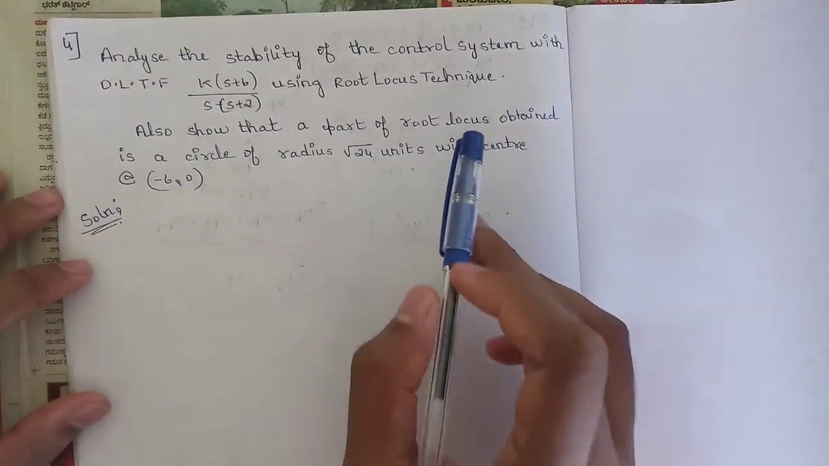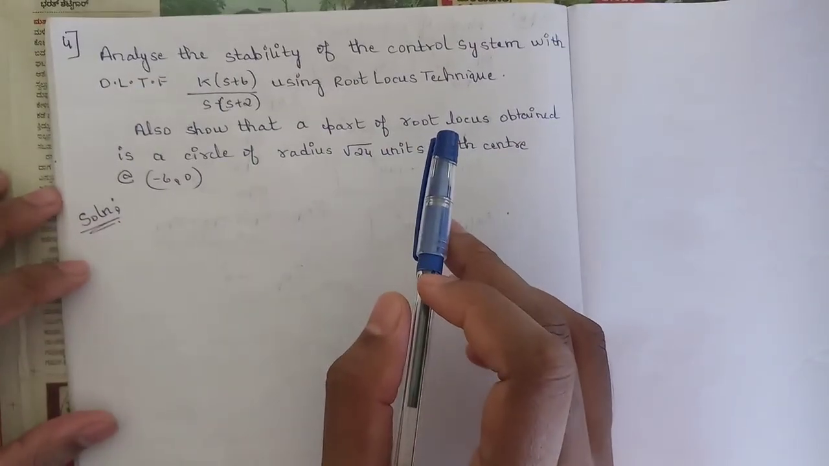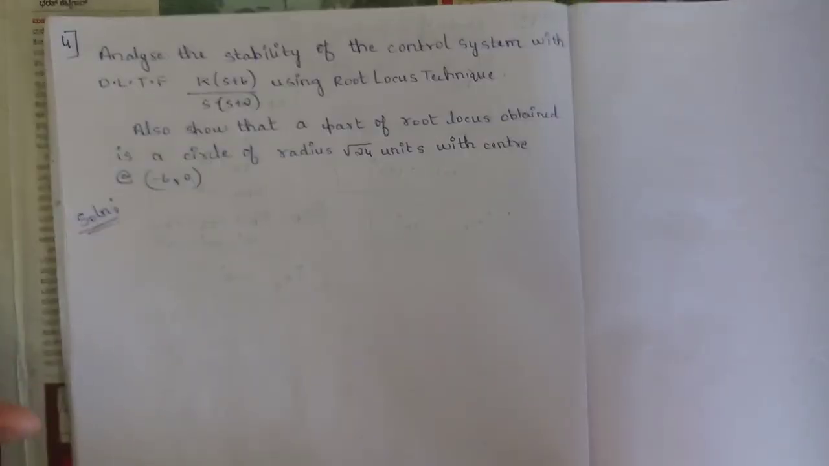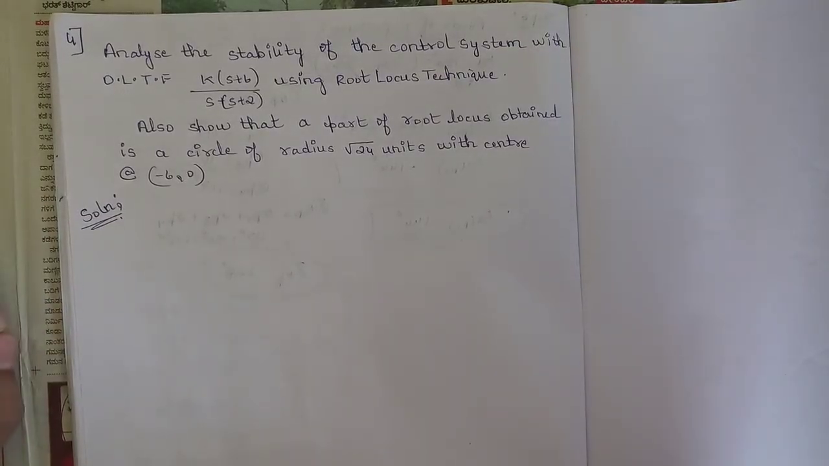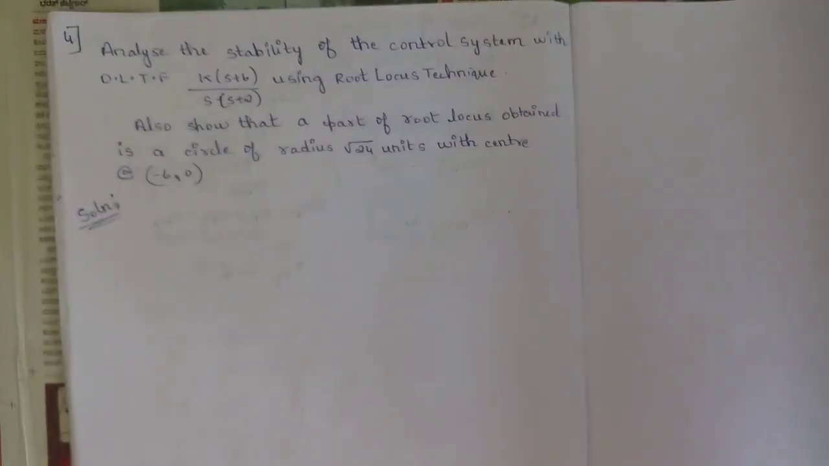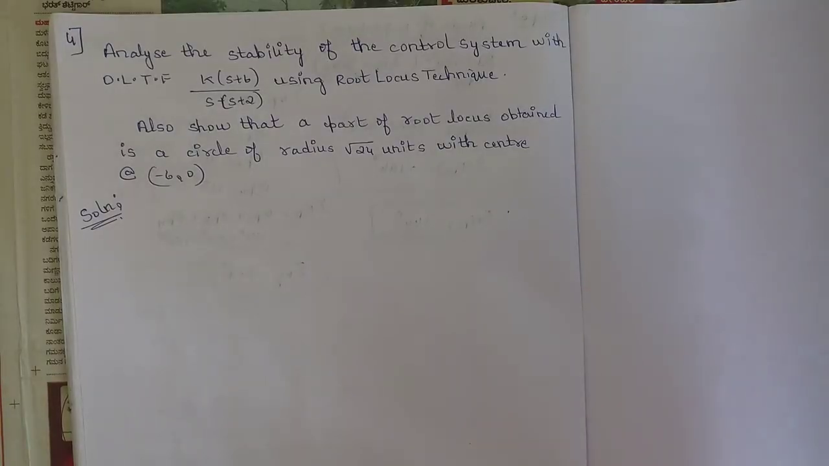If the root locus obtained does not satisfy the condition mentioned here, then we might be making some mistakes. That's why please read the question very carefully and try to obtain the condition given here. So now let's solve it.